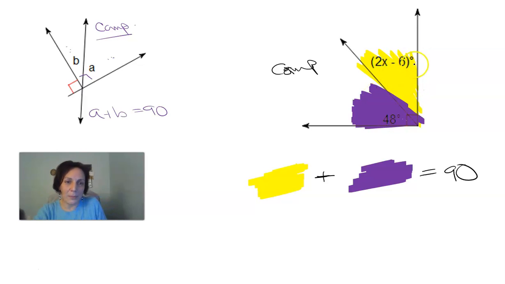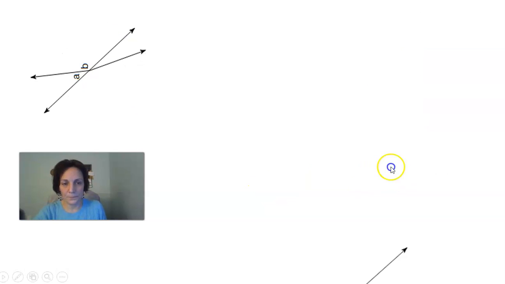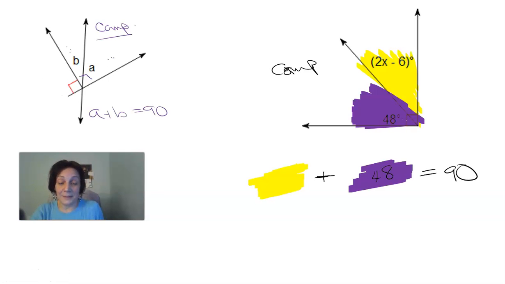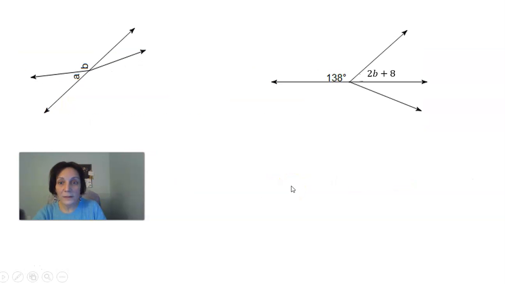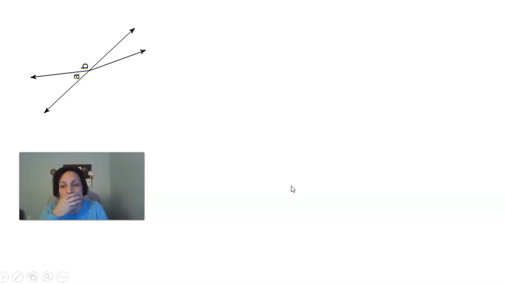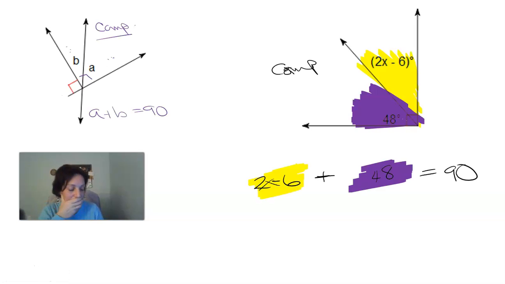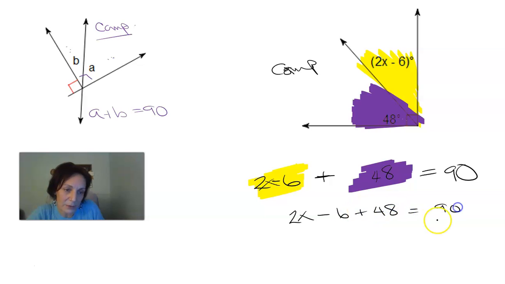All I got to do is plop these numbers down here. My purple blob is 48. My yellow blob is 2x minus 6. So now I have an equation. And again, if it makes you happy to write it without the blobs, it might be easier to look at.